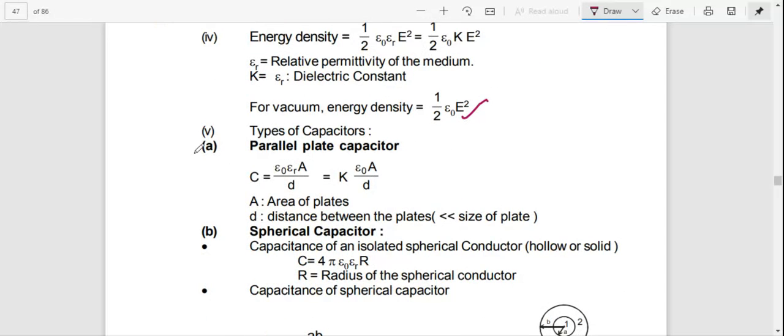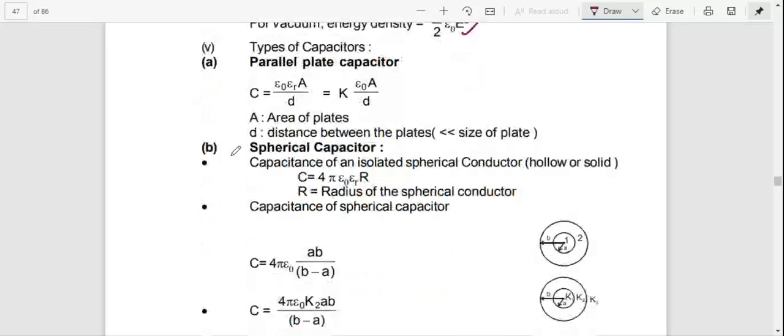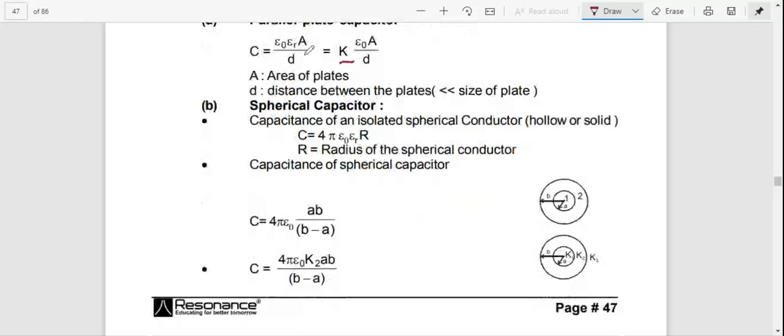Next, types of capacitor. First is parallel plate capacitor. Formula of parallel plate capacitor: the capacitance is epsilon naught epsilon r A by D. If they have given dielectric medium, then we have to add K. K epsilon naught A by D, where A is the area of plates and D is the distance between the plates. Next is spherical capacitor.